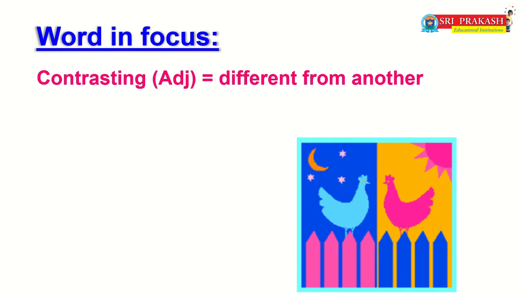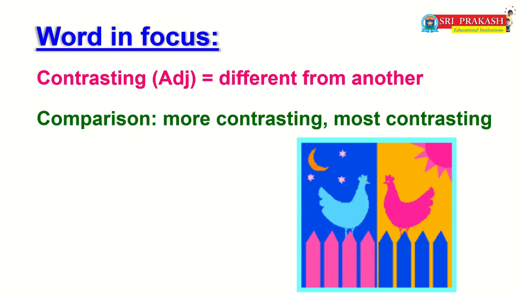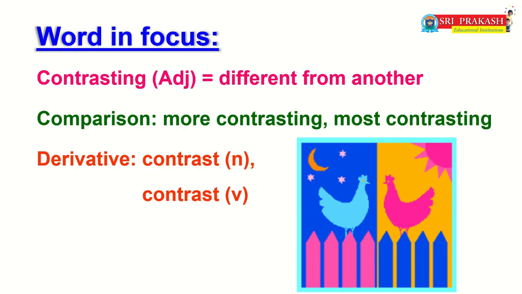Today's word of the day, contrasting. It is an adjective, a describing word. It means different from another. Comparison, more contrasting, most contrasting. Derivative means the other forms of this word. Contrast is used as a noun as well as a verb.